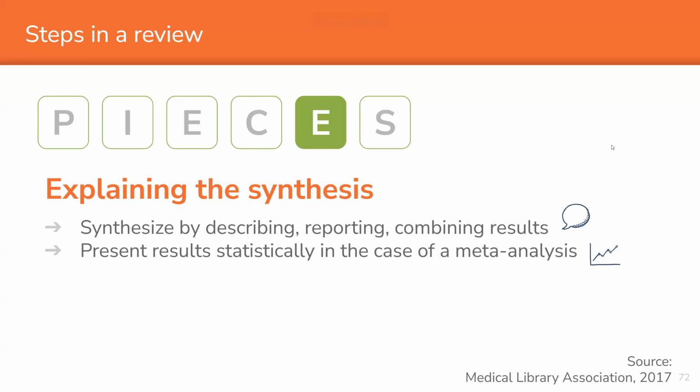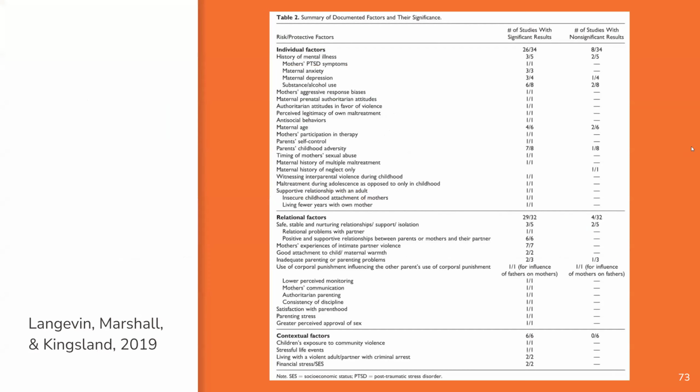Okay, so then you want to present these results statistically in the case of conducting a meta-analysis. So here's an example of a table where the results from all the studies under analysis are put together and displayed to the reader. You can see they've listed, in this case, they were interested in risk and protective factors. So they've listed every single kind of risk or protective factor that's out there, and then they've tallied up the number of studies under review that presented significant results and the number of studies with non-significant results.